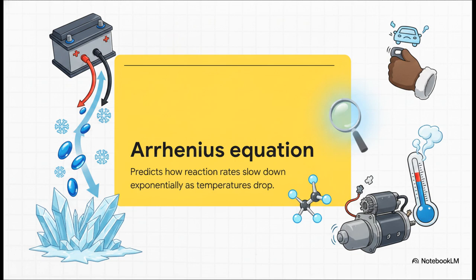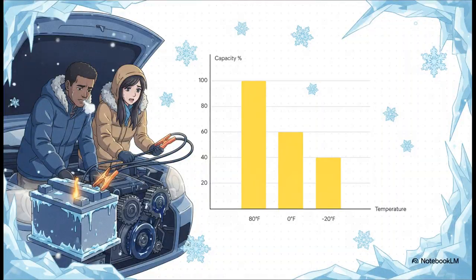Think of a battery as just a box of chemical reactions. When the temperature drops, those reactions just can't produce electrons fast enough to power a car's starter motor. Just look at this data from Battery Tender. It shows the stark reality of this chemical slowdown. At a nice, warm 80 degrees Fahrenheit, your battery is humming along at 100% capacity. But at negative 20 degrees, that capacity plummets to just 40%.